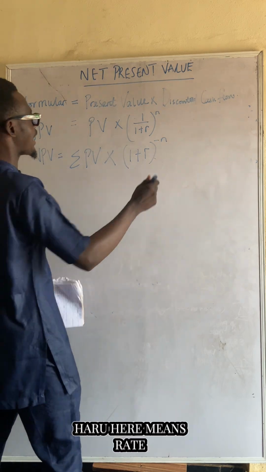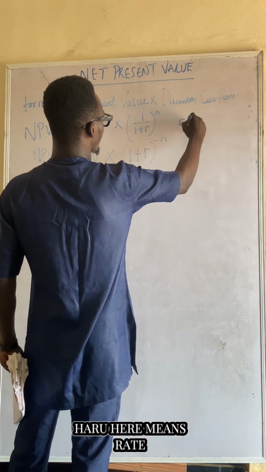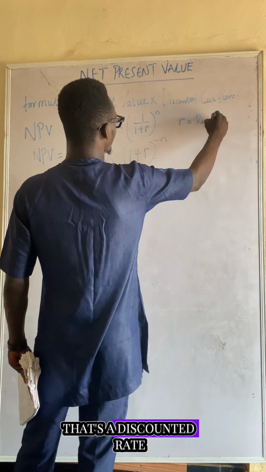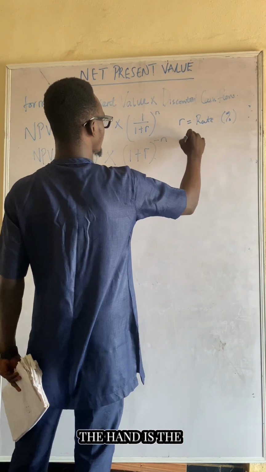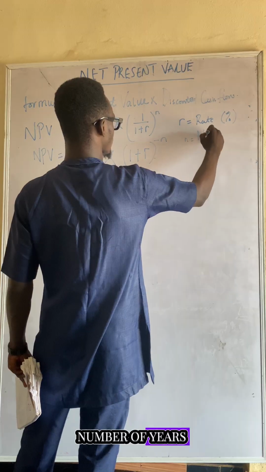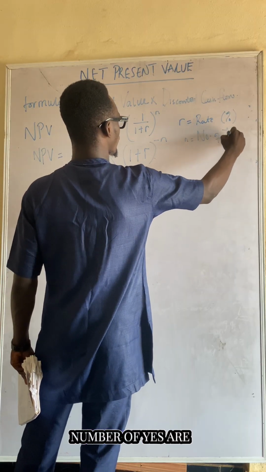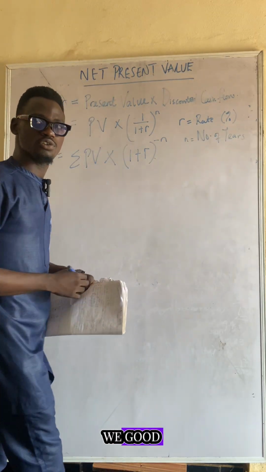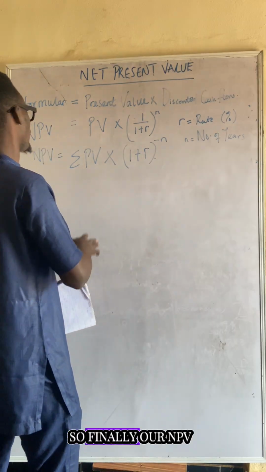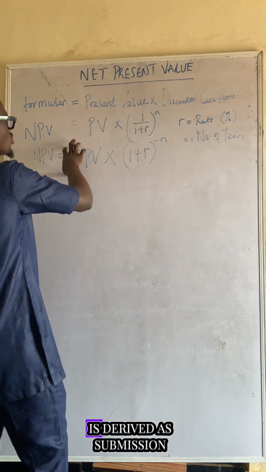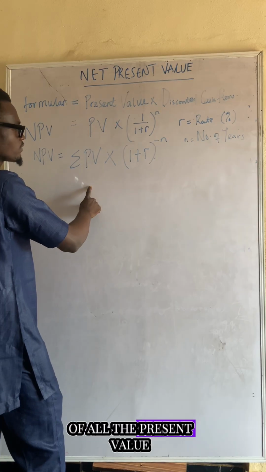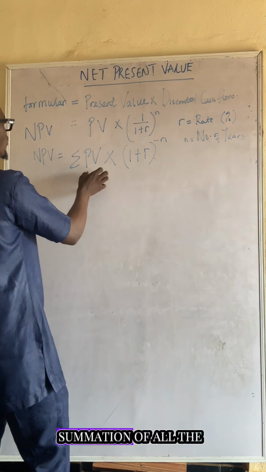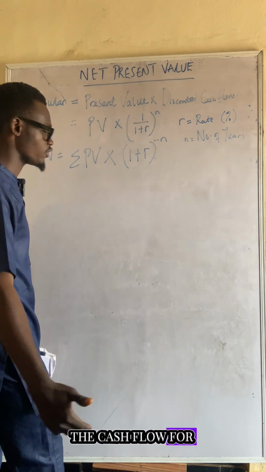In this equation, R means rate. That's the discount rate, so it's always given in percentage, while n is the number of years. Are we good? Finally, our NPV is derived as the summation of all the present values, that is, the cash flow for the year.